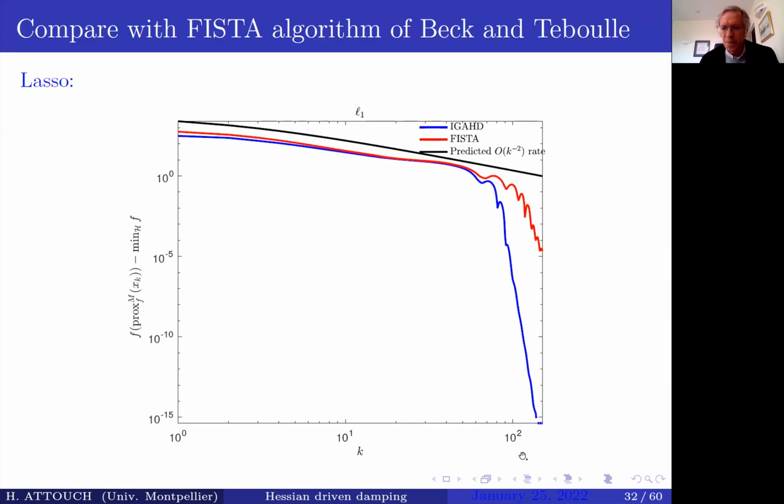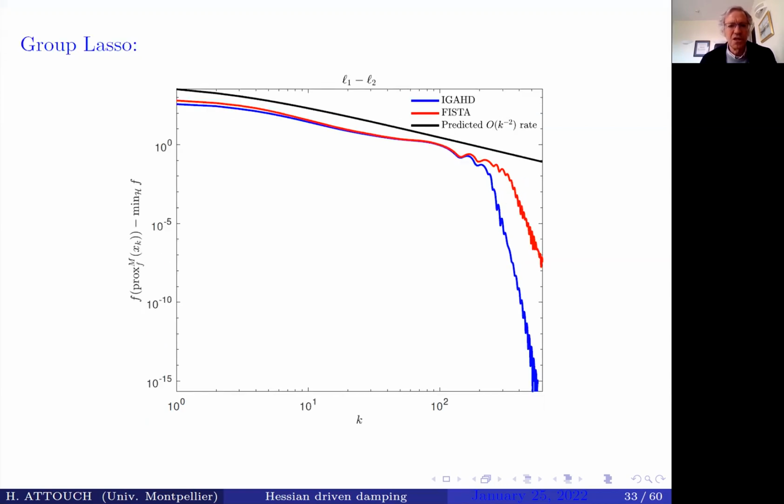And so you write the algorithm, you have all these nice properties with this fast convergence of the gradient, and now you see that the numerical properties of the algorithm are far better. Here in red is the FISTA method, which corresponds to a Nesterov method. And in blue is the method obtained by the algorithm IGAHD. And in black is the predicted 1/k² rate. This is for the lasso problem with the L1 norm regularization.